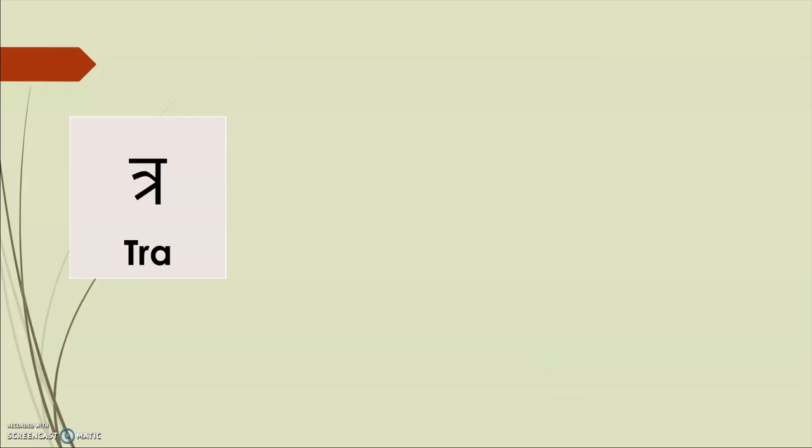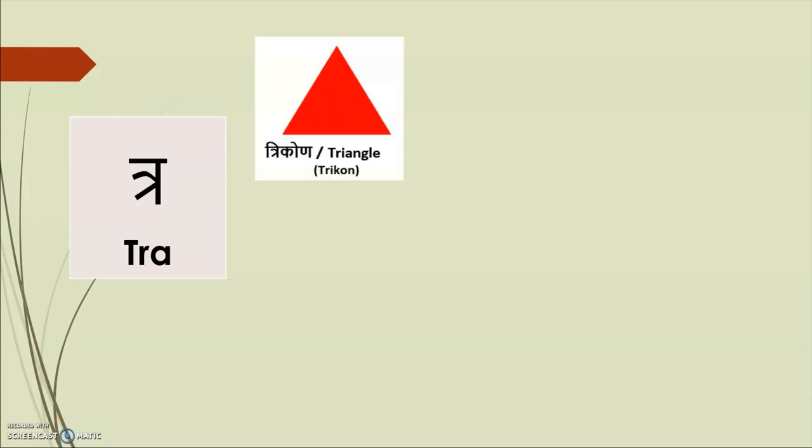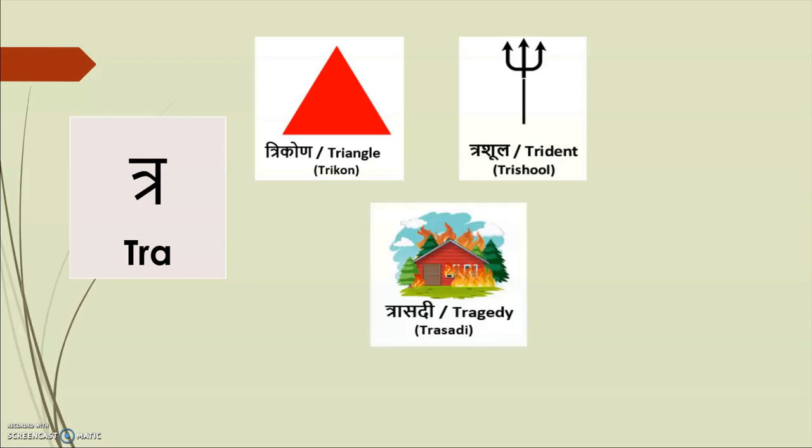The next letter that we see here is tr. In the first picture, we can see a triangle. Triangle in Hindi is called trikon. In the next picture, we can see a trident. A trident in Hindi is called trishul. In the third picture, we can see a house burning, which is a tragedy. A tragedy in Hindi is called trasadi.